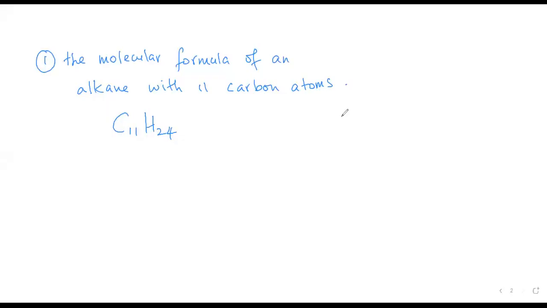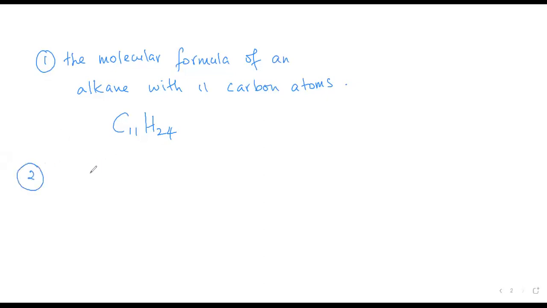As you can see here, the molecular formula of an alkane with 11 carbon atoms is C11H24. Once you know the general formula of a particular homologous series, it will be very easy for you to write down the molecular formula. And once you know the molecular formula, drawing the structural formula will be easy. You will not make that many mistakes. Is that clear? So the first step to draw the correct structural formula is from the molecular formula.